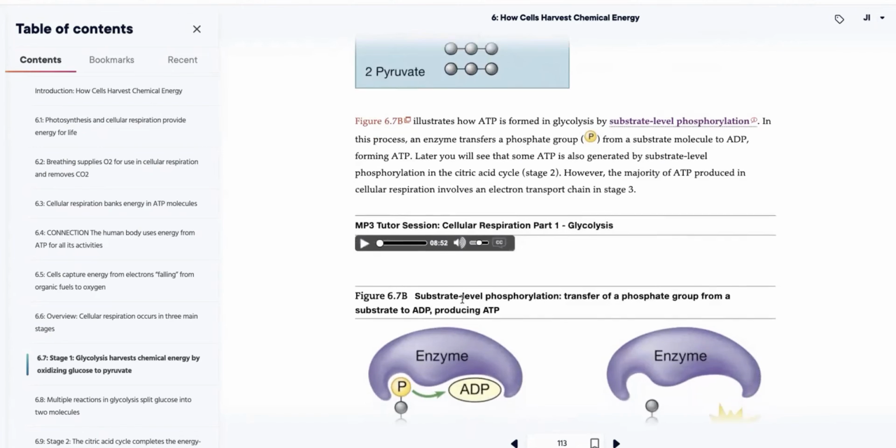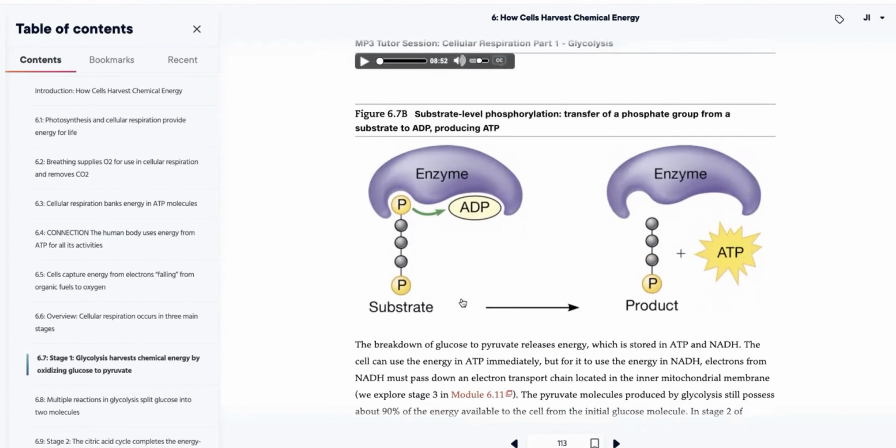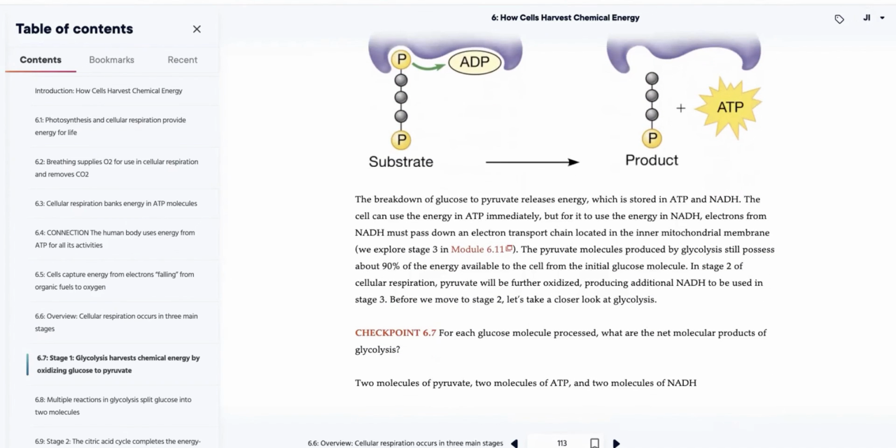In other words, this is more or less identical to what we've been talking about. It also kind of identifies how the ATP is being produced. Don't worry about that. All we care about right now is that ATP is being produced.